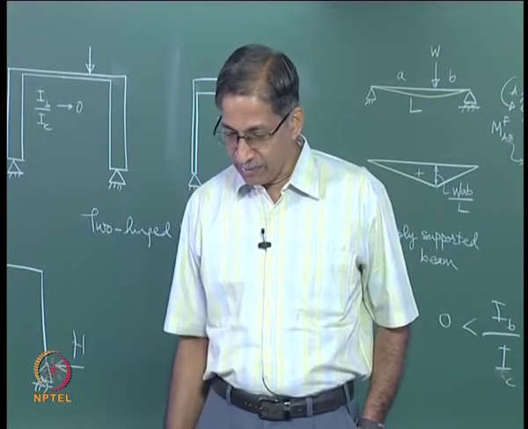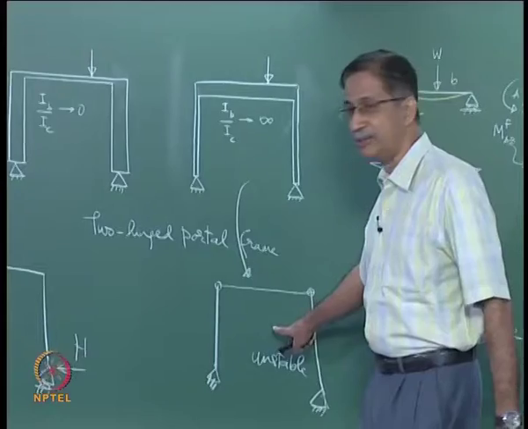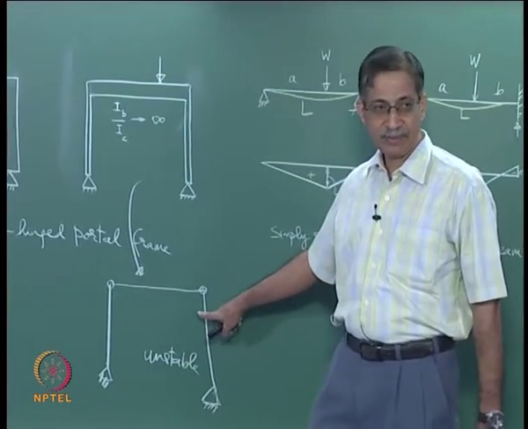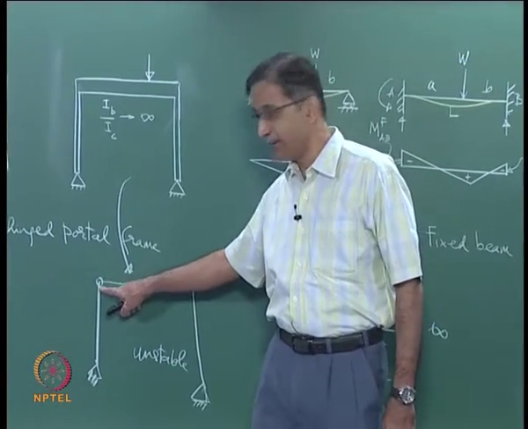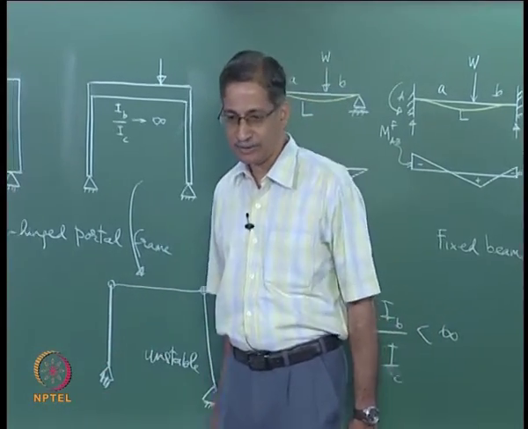On the other hand, if you have infinitely rigid beams, gamma tends to infinity, H tends to 0, and that is obvious, because if you are approaching this condition, you do not get any horizontal force, because there is no moment transferred from here to here. So there is no moment in the column, so the horizontal force tends to 0. Okay.